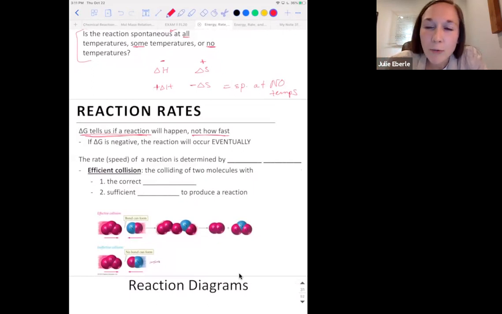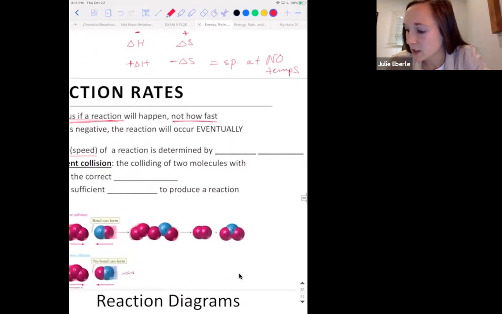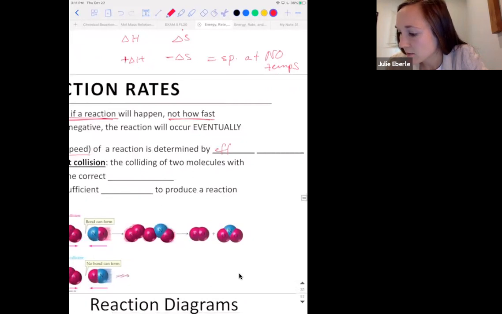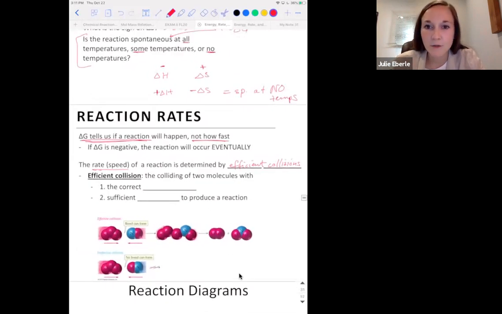So how can we learn in a helpful way something about reaction rates that will benefit us? Well, let's look at the idea of rate or speed of reaction. How do we determine the rate or speed of a reaction? It is by efficient collisions. All right, and what is an efficient collision?